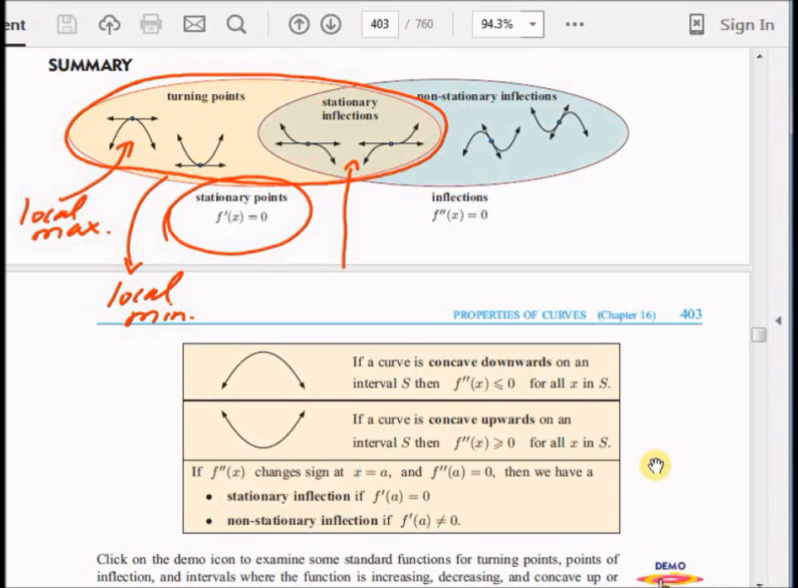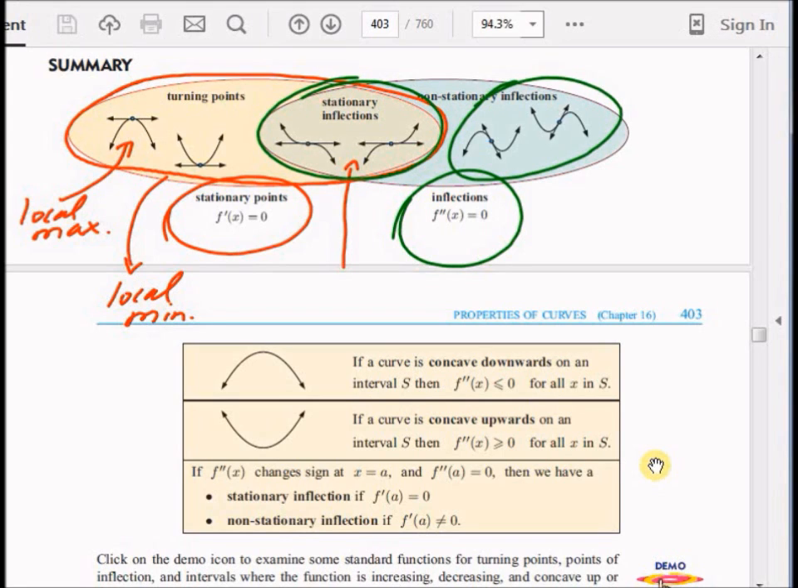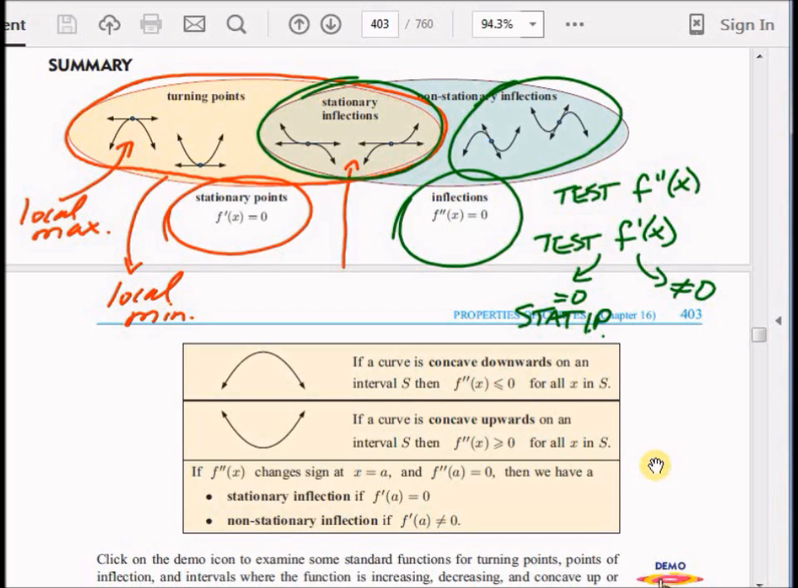Now, 16D, we're looking at when the second derivative is equal to 0. So when the second derivative is equal to 0, there are points of inflection. Now these are broken down into 2 situations: stationary points of inflection and non-stationary points of inflection. If we tested the second derivative of a function and it equals 0, it will tell us that we have inflection points. Then, if we test the first derivative and it equals 0, then we know that those inflection points are stationary. If it does not equal 0, we know that they are non-stationary.